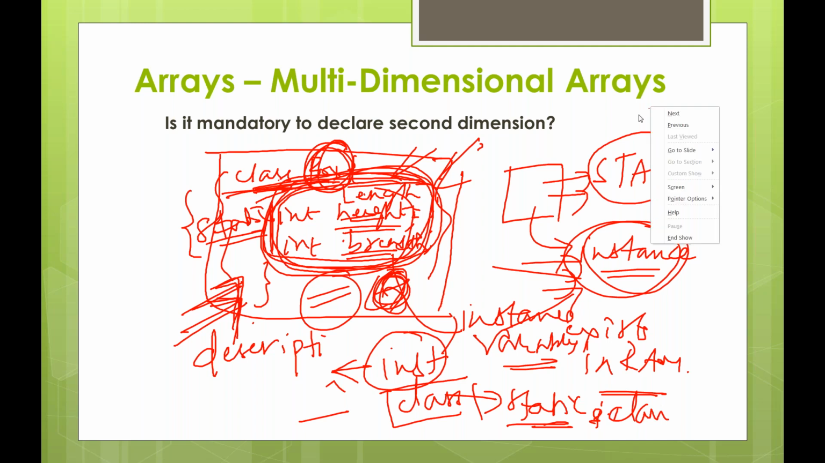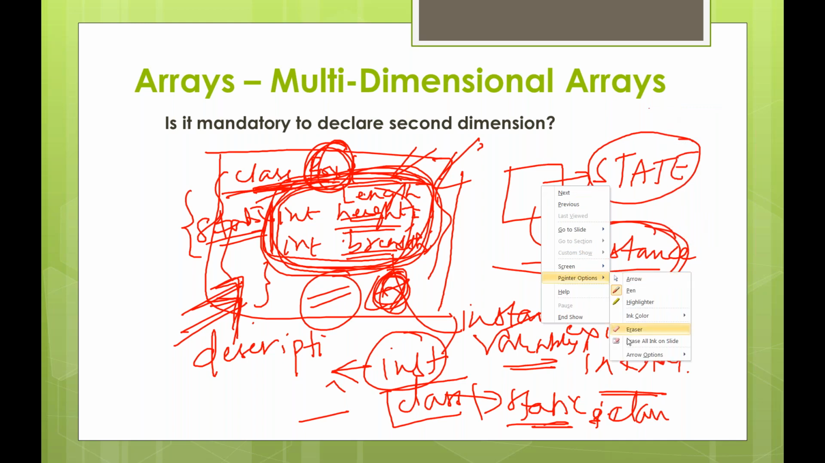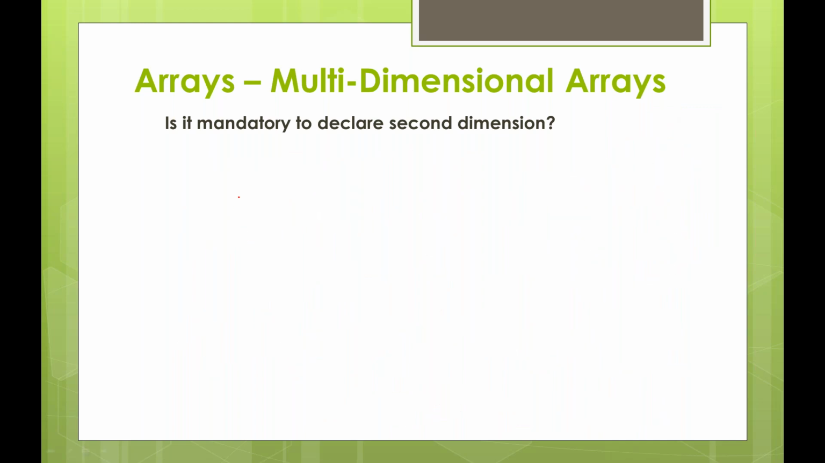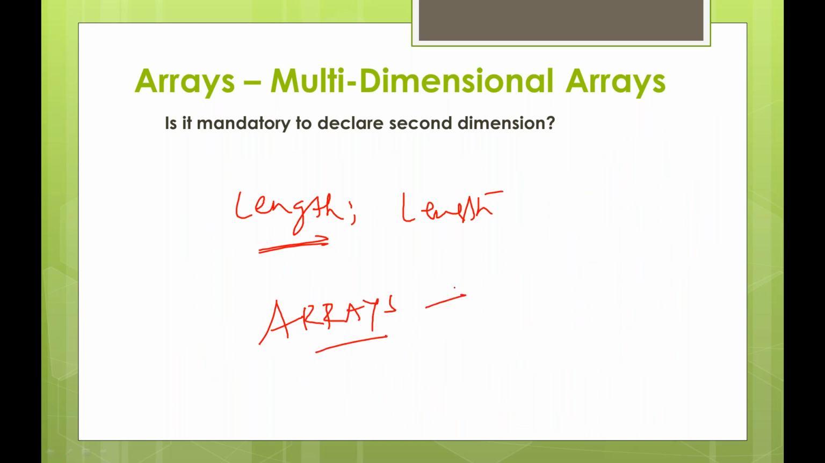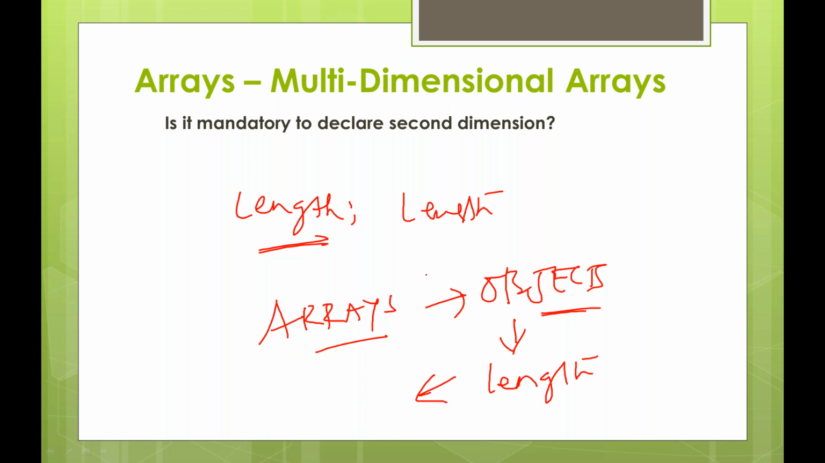Why I came to this point is that Hugh pointed out one interesting thing, the length property. As I told, arrays are implemented as objects in Java. So each object will have one instance variable called length. This length will have the size of your array.